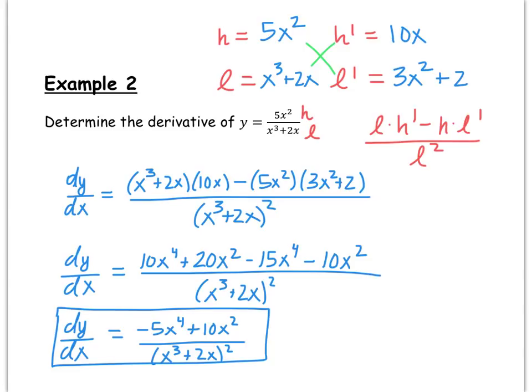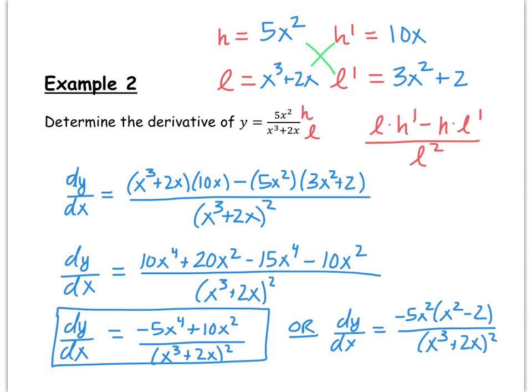So maybe just to show, you could take out a common factor in the numerator if you wanted to. So maybe we would write dy dx. If we took out, let's say, a common factor of negative 5x squared in the numerator, that would leave us with x squared minus 2, and then still all over x cubed plus 2x quantity squared. So that could be another form you'd see the derivative written in.